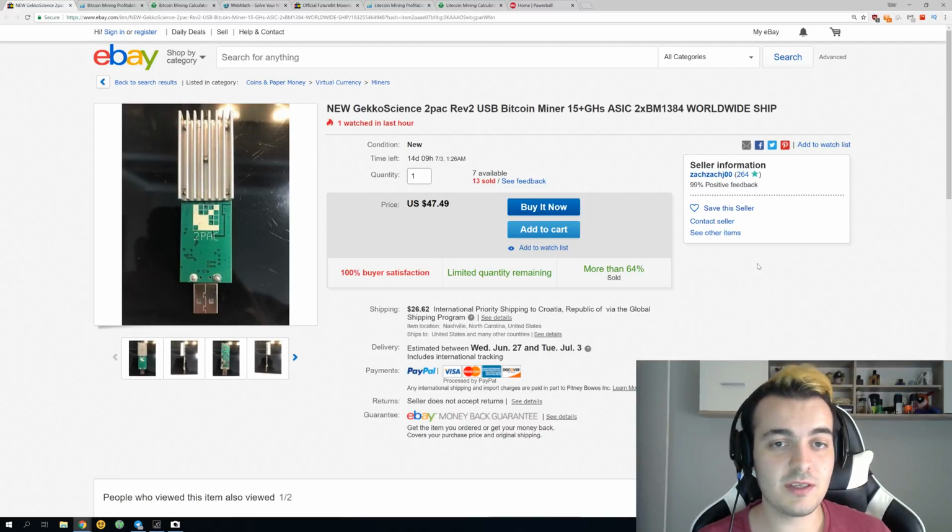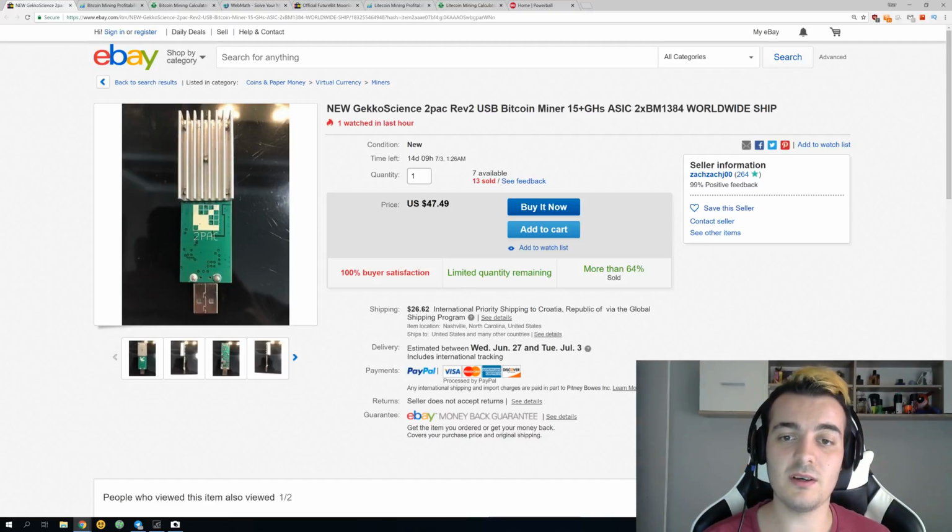So the first USB miner we're going to take a look at is this Gecko Science miner. This is for SHA-256 or Bitcoin mining, and it does 15 plus gigahashes per second. So this is the best USB miner that you can buy. It costs $50 plus shipping, and this is probably the cheapest price that you can get them.